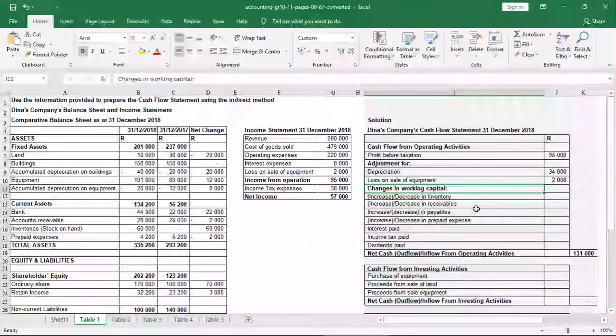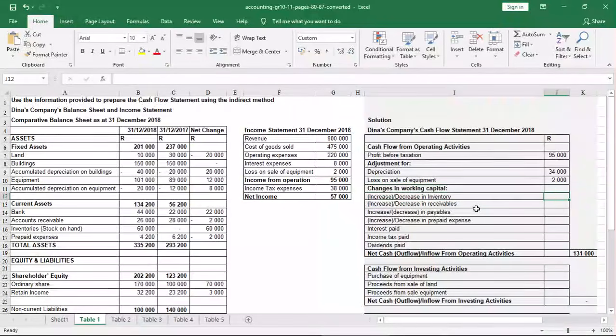This should be very simple. Changes in working capital, I've already put them down. We have increase or decrease in inventory. Remember, if inventory increases, then we put it as a negative. Why do we put it as a negative? Because we assume that we paid cash to buy that inventory, so cash left our premises, so there was an outflow of cash. So if it's an increase, it's a negative.